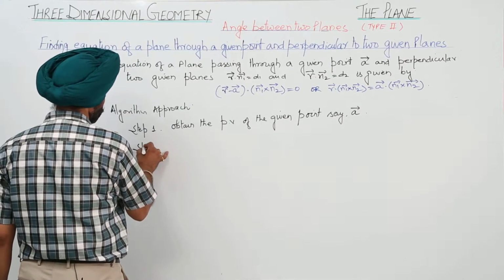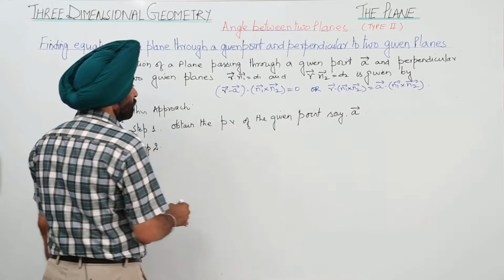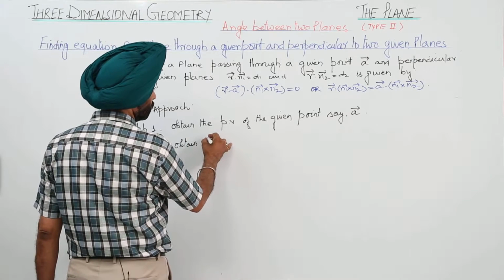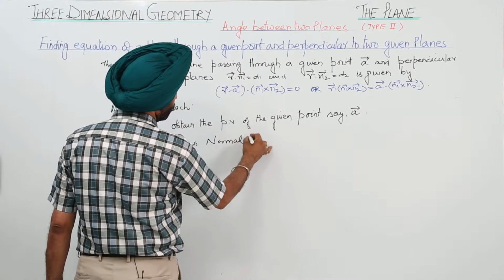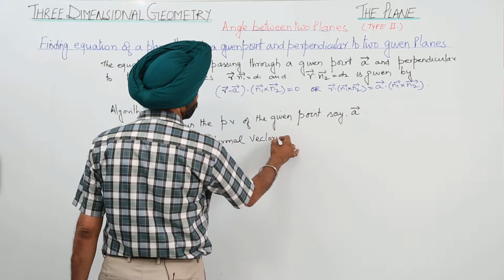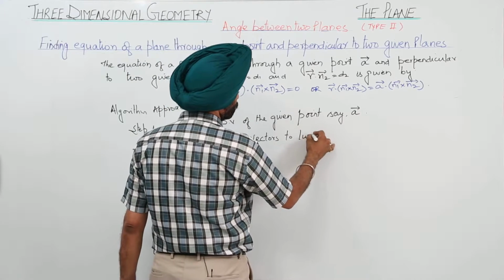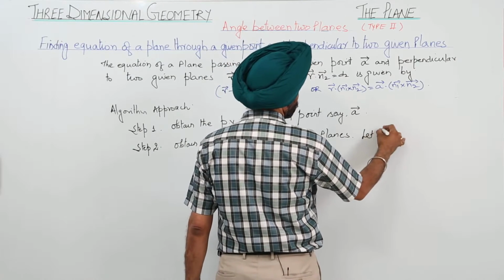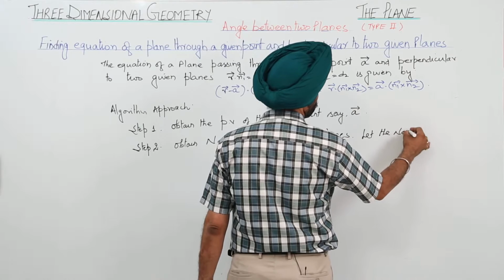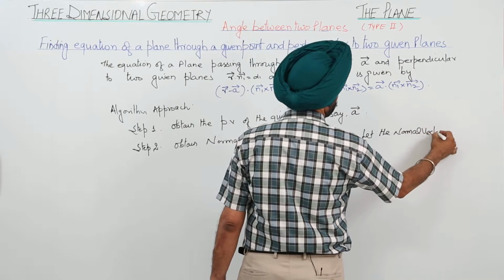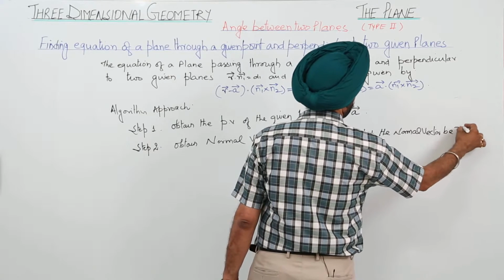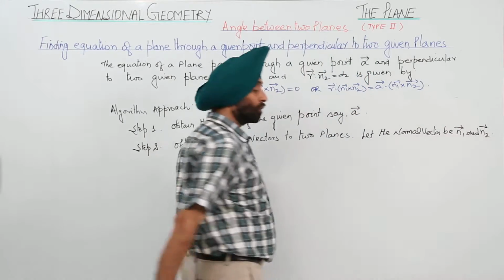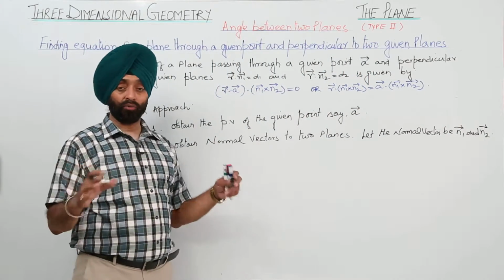Step 2, obtain normal vectors to the two planes. Let the normal vectors be vector n1 and vector n2. From the two planes we can get n1 and n2. We have to identify them.